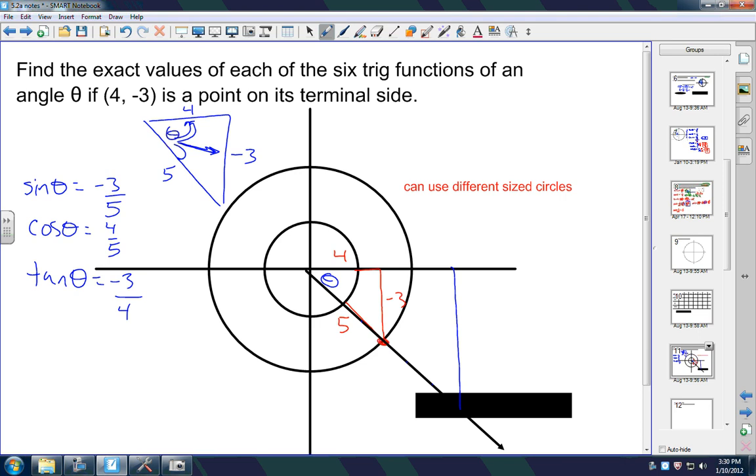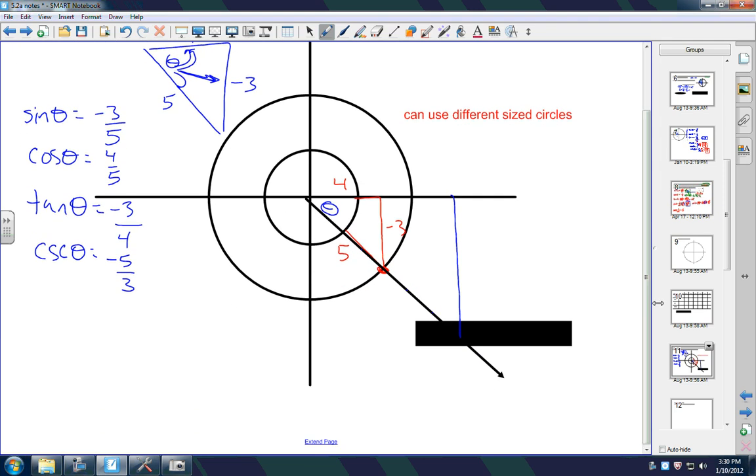Okay, once you have those 3, all we got to do is flip them now. So cosecant, take this guy, flip it. Negative 5/3. Secant, take your cosine, flip it. 5/4. Cotangent, take your tangent, flip it. Negative 4/3. Okay, notice your reciprocal identities always share the same signs. Sine's negative, so cosecant has to be negative. Cosine is positive, so secant has to be positive. Tangent's negative, so cotangent's got to be negative.